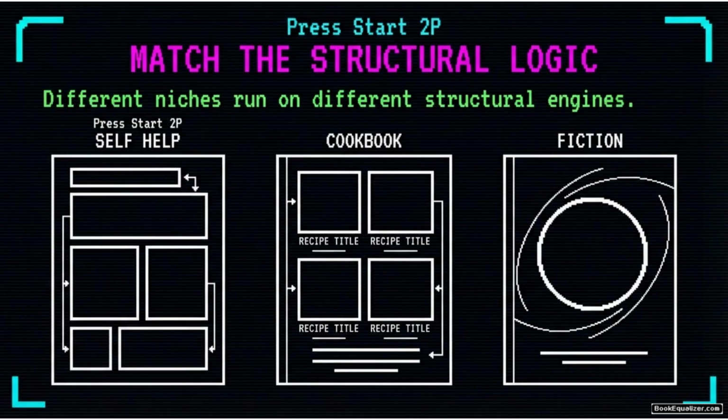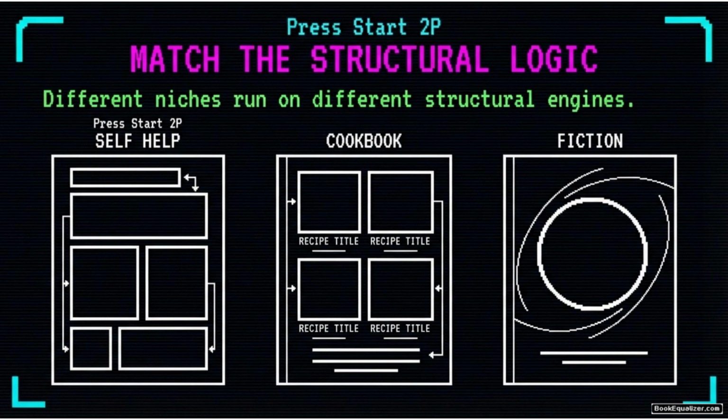Match the structural logic. Different niches run on different structural engines. Self-help books use modular grids, multiple elements, sections, frameworks. The cover should reflect that structured approach. Boxes, panels, organized hierarchy. Cookbooks use repetition and preview. Show multiple recipe cards, ingredients, finished dishes. Let them see the abundance inside.